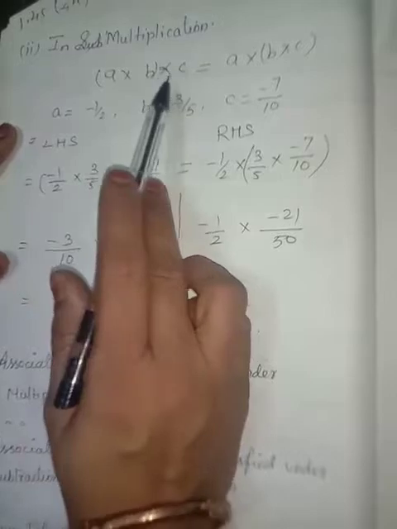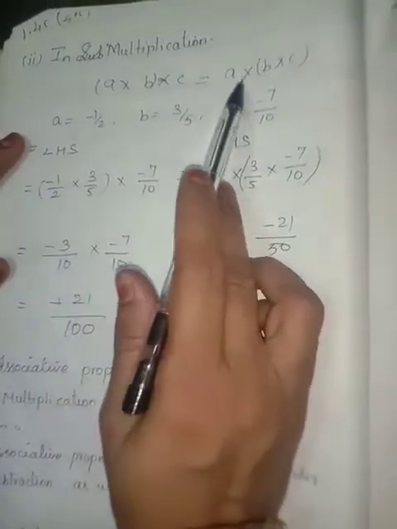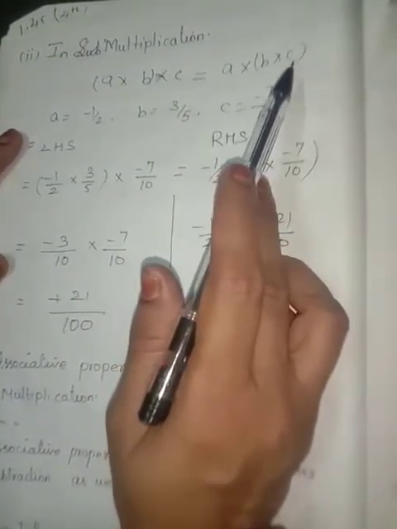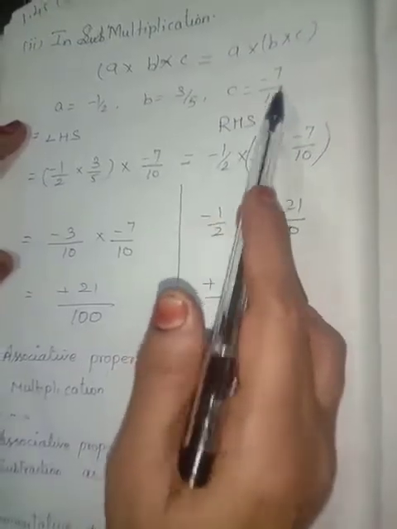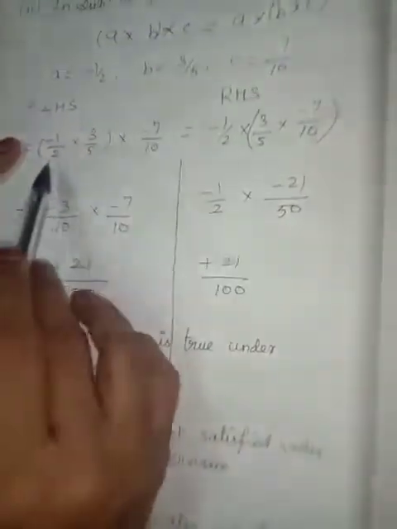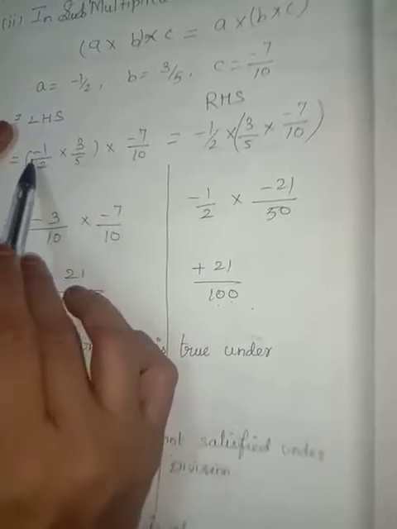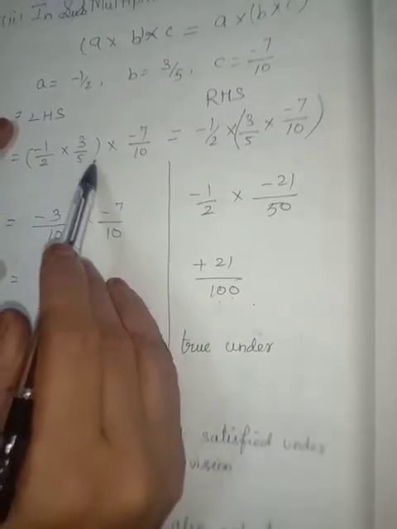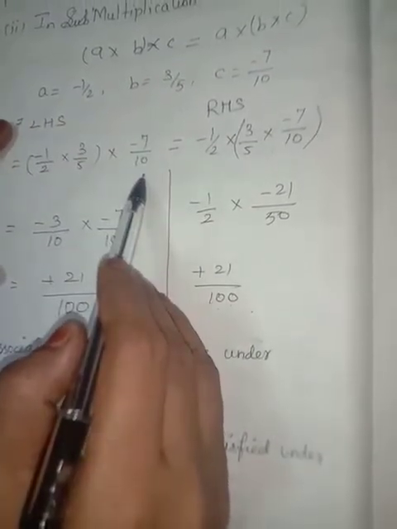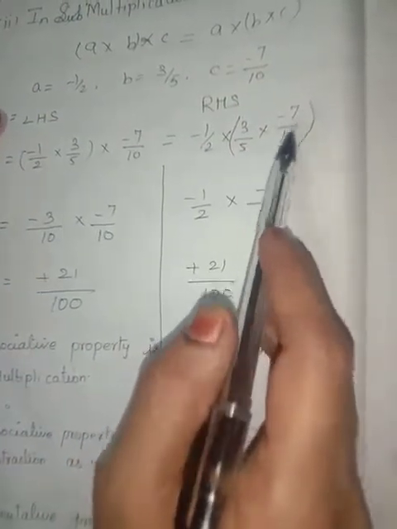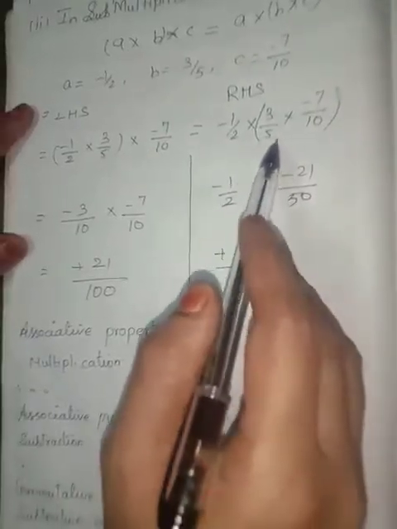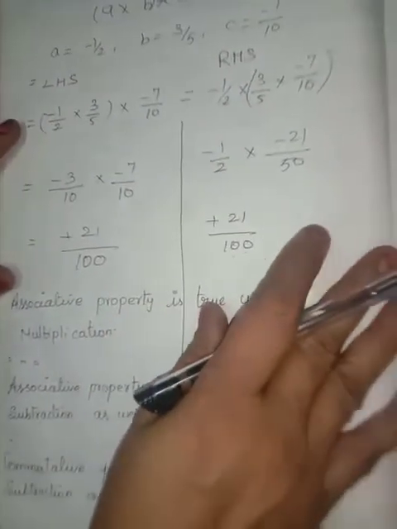Coming to multiplication, a cross b in brackets cross c is equal to a cross b cross c, putting brackets only for the last 2 digits. We take a is equal to minus 1 by 2, b is equal to 3 by 5, c is equal to minus 7 by 10. Substituting this in place of a, b, c, minus 1 by 2 into 3 by 5 in bracket into minus 7 by 10 should be equal to minus 1 by 2 into 3 by 5 into minus 7 by 10, putting the bracket only for the last 2 digits.